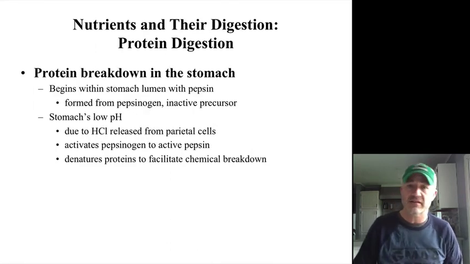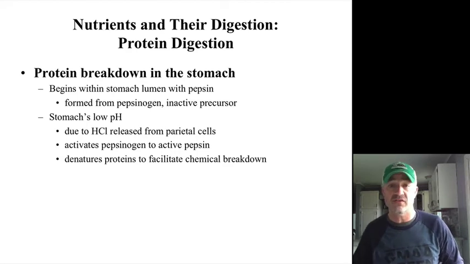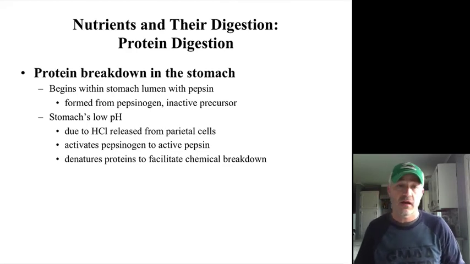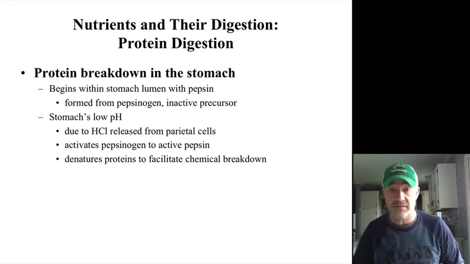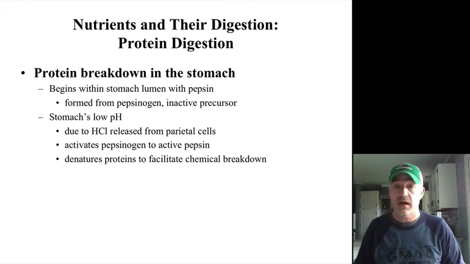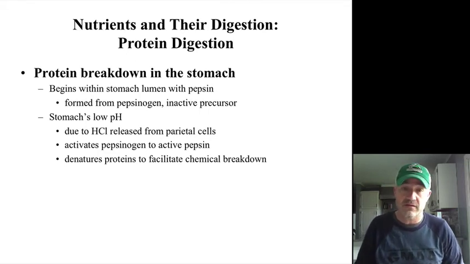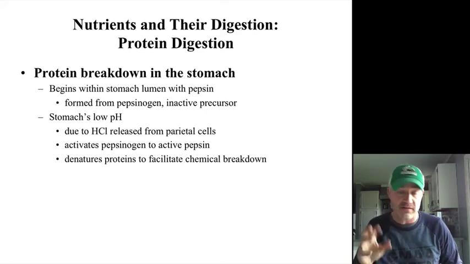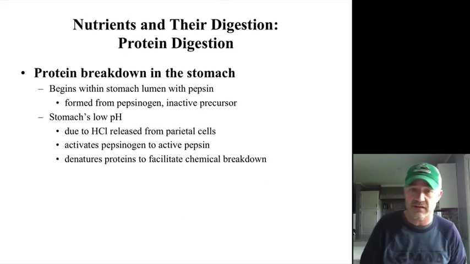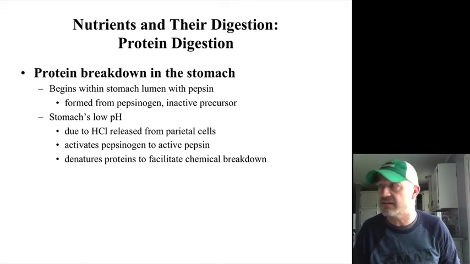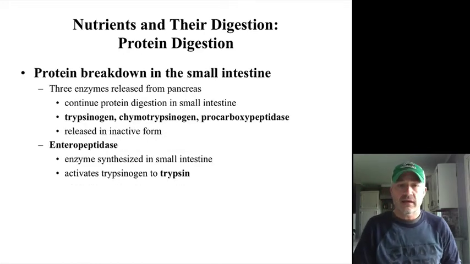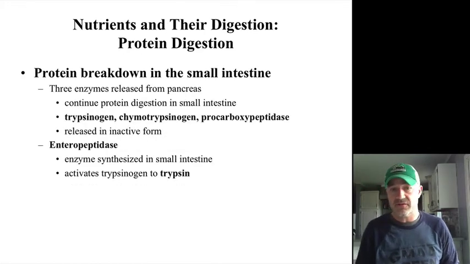Again, the main breakdown starts in the stomach with pepsinogen getting activated to pepsin. It is activated by that low pH. Some of that pepsin can activate other pepsinogen. And once we do this a little bit here, the HCl is also denaturing some of the proteins, making them easier to get at. Once we get to the pancreas, we're going to see that there are a few other enzymes here.